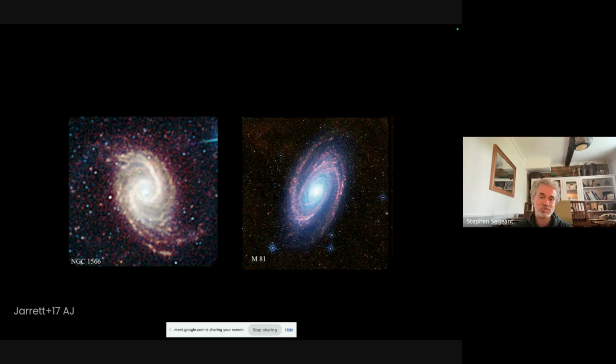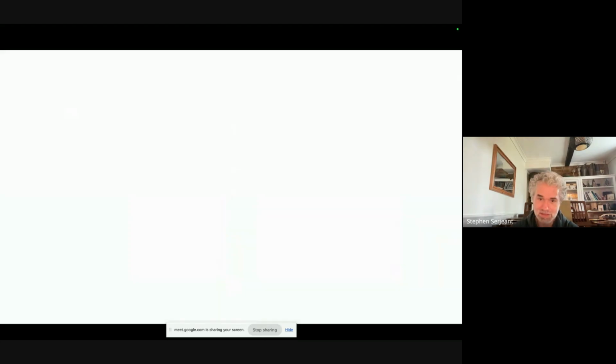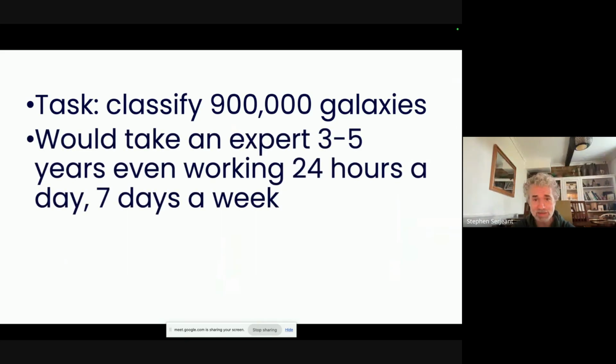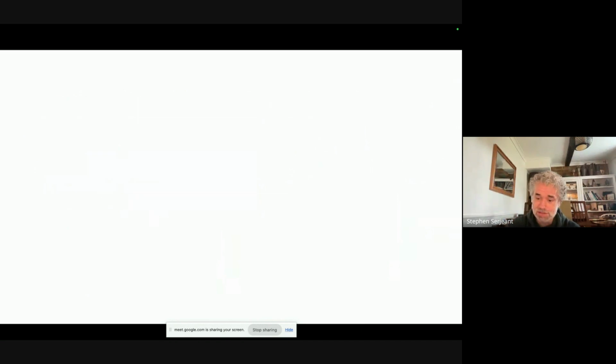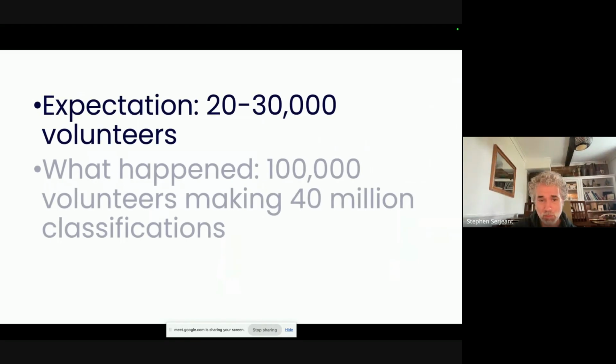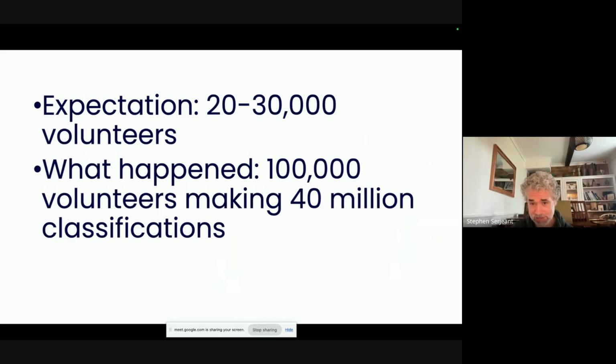But another team of astronomers spotted the same thing, and they had a much better approach. Their idea was to ask the public for help. So the task was an even bigger task: classify 900,000 galaxies. And they figured it would take an expert 3 to 5 years, even working 24 hours a day, 7 days a week. So they put out a call for volunteers, and they expected 20 or 30,000 volunteers. But what they got was 100,000 volunteers who have made 40 million classifications. It was a phenomenal runaway success.